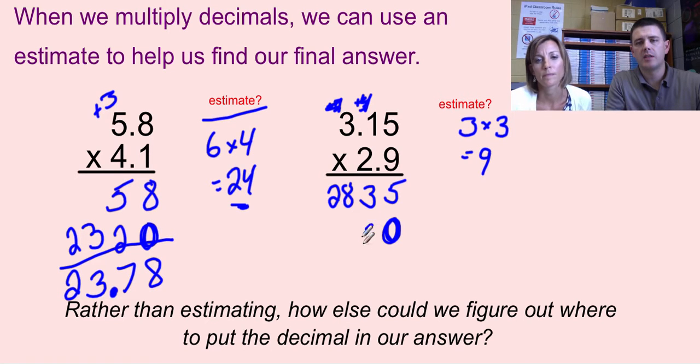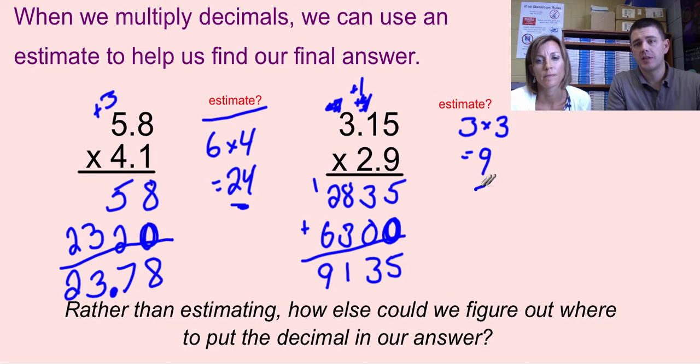2 times 5 is 10. Carry the 1. 2 times 1 is 2. Plus 1 is 3. 2 times 3 is 6. So we add them up. We have a 5, 3, 11, and 9. And again, our estimate said the answer should be somewhere around 9. So think about, where would I put my decimal point in this answer? Well, if I put it right here, 9.135, that's going to give me something close to 9. So my estimate's correct.